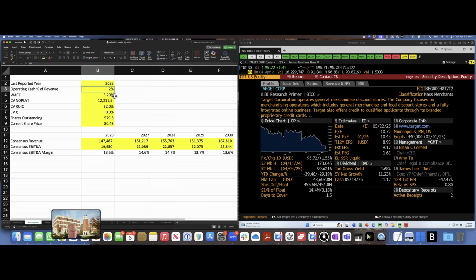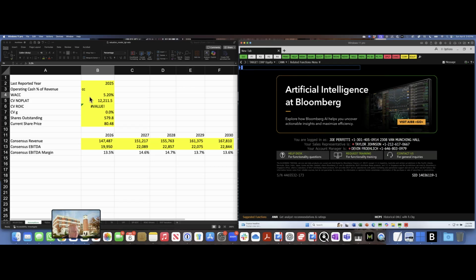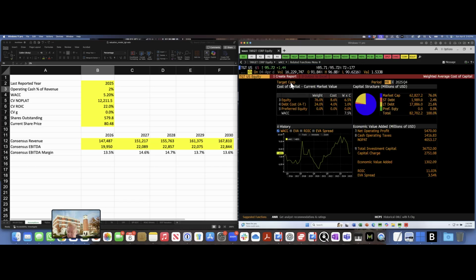Okay. Next, I'm going to need a WACC for Target. So go to WACC. Oh, two screens, typed in the wrong one. Target, take my screenshot, and 7.5%. Again, I'll start my G around 3%.